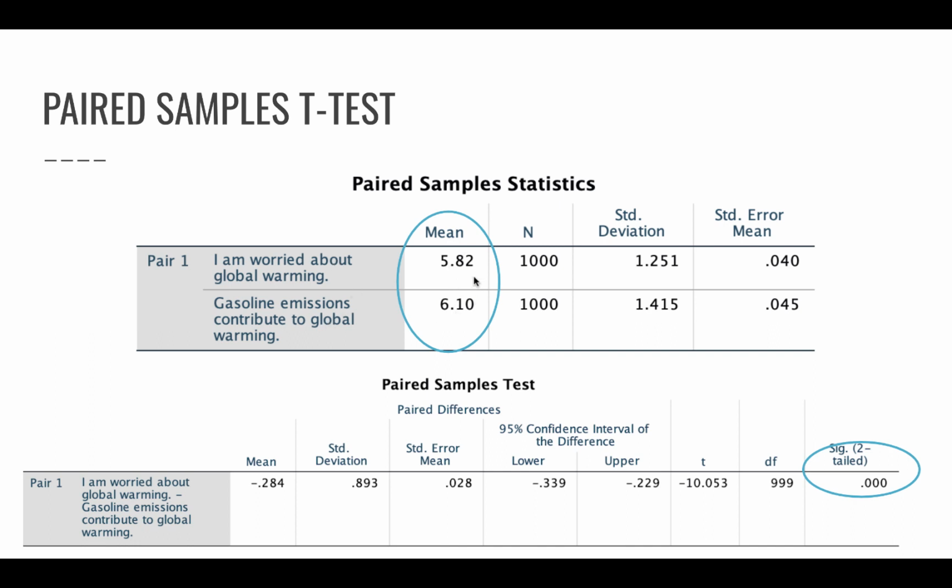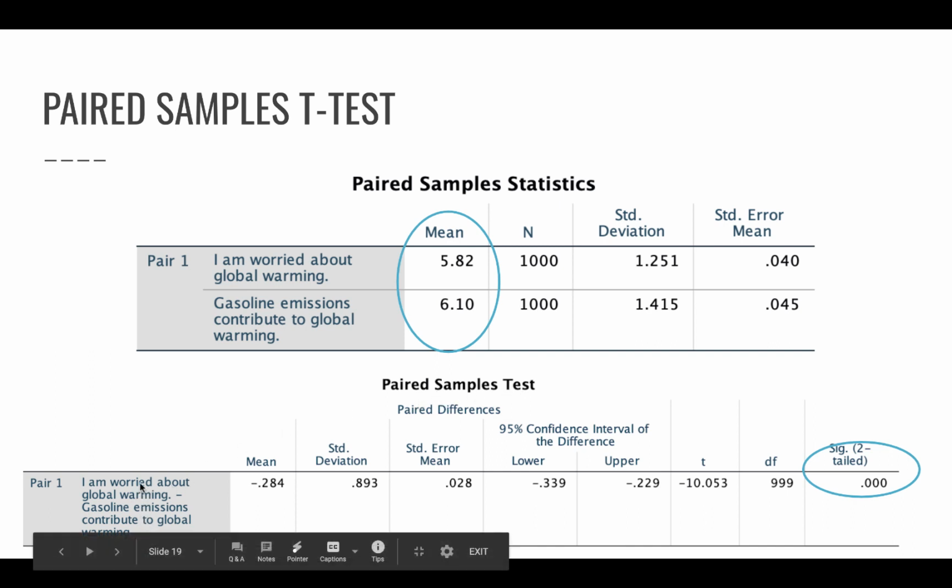Now, based on our own judgment, if we see these 2 numbers, we would say that the agreement is higher with the statement gasoline emissions contribute to global warming. However, we must look at the p-value, at the statistical significance value, to truly find out if there is a difference that is called statistically significant. So therefore, we look at the second table, paired samples tests, and we see the single pair, so the 2 questions.